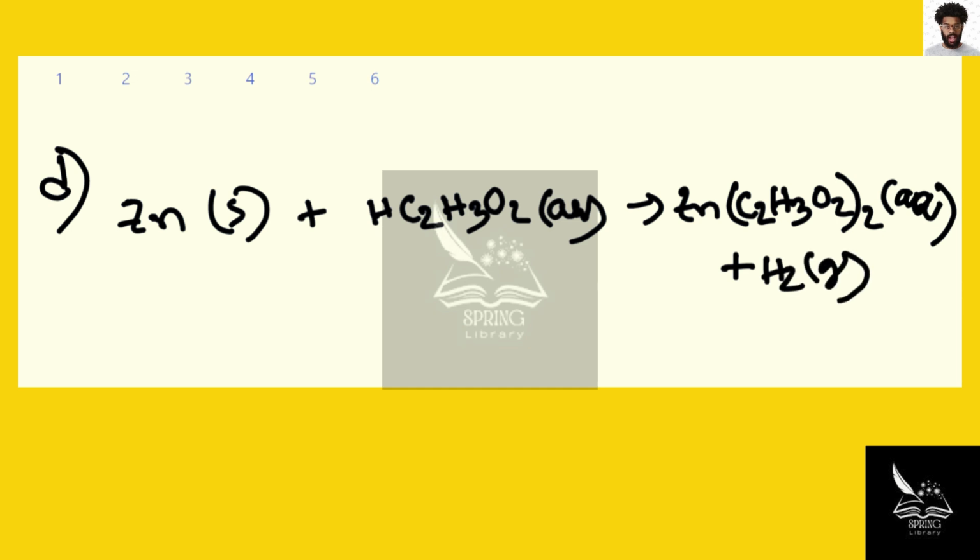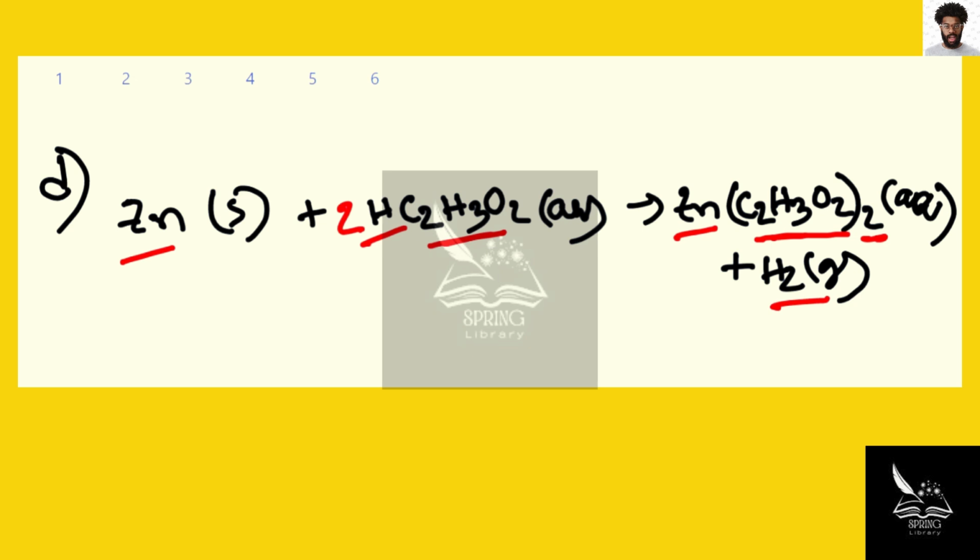Now we have to balance it. First we have to balance our metal. So we have one zinc here, and we can count the acetate ion in total. So we have one acetate here and two acetate here. So that means we have to put a 2 on the reactant side. Now we have 2 acetate on both sides. Then we have 2 hydrogen here, and we have 2 hydrogen here also. So this is our balanced molecular equation for this reaction. Now I have to write down the total ionic equation.